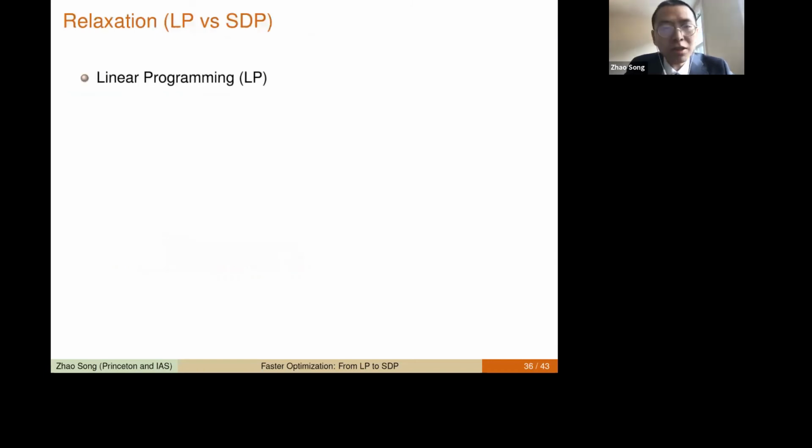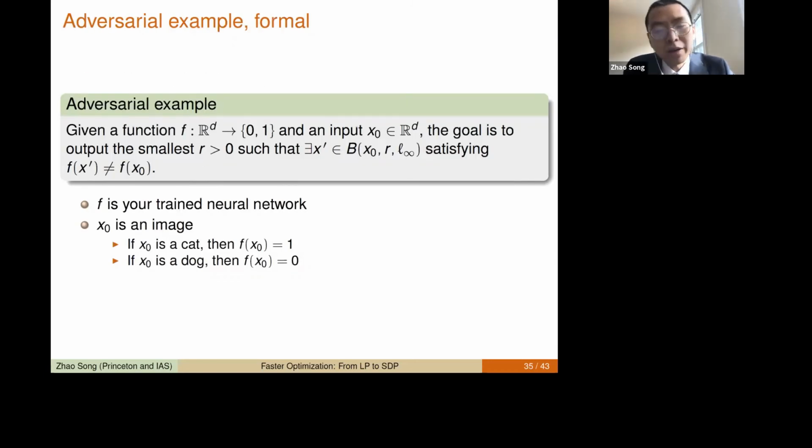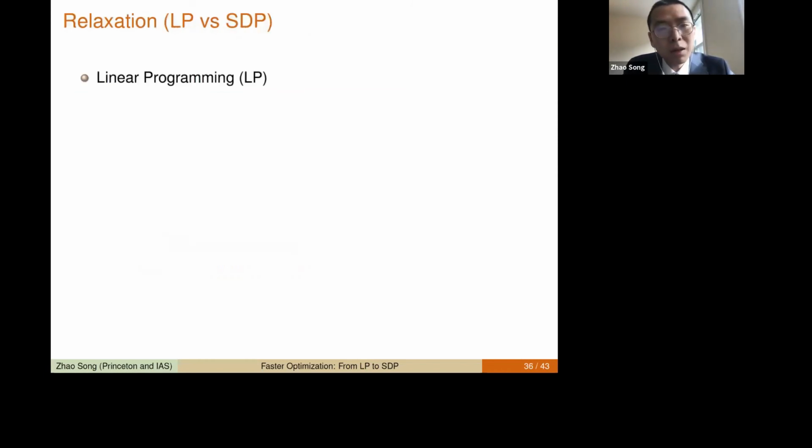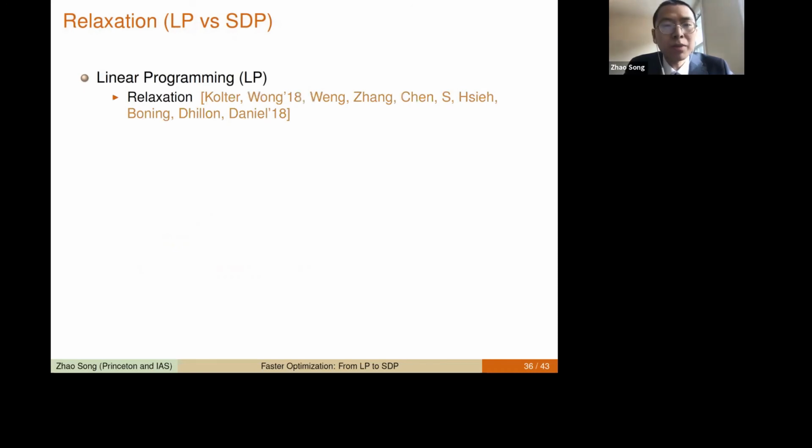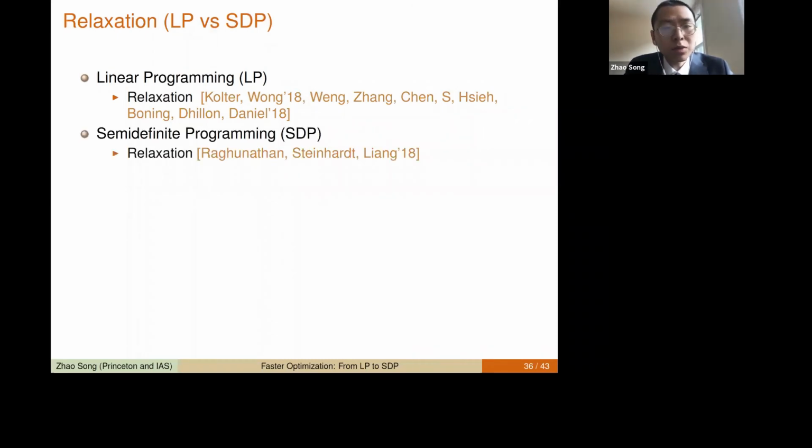To solve this question, it has been proved to be NP hard if you want to solve it exactly. Over the last couple of years, there is a very famous work by Kolter and Wong from CMU. Their idea is very simple, but very cool. They relax this NP hard question to an LP and get very good performance in practice. And in another work, someone also relaxed this question to an SDP.